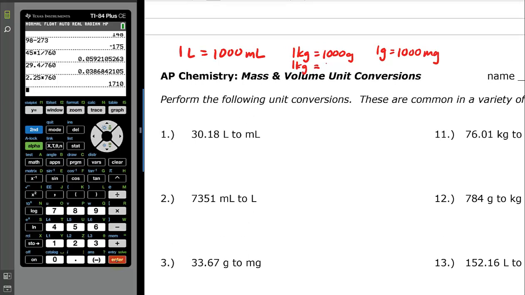Now, I don't think you'll ever, in a problem we'll do in class, have to go from kilograms to milligrams or back and forth between those. That's kind of silly. But just in case, it's here for you, just in case you need it. Okay. So let's take a look at some of these and use some of those conversions.